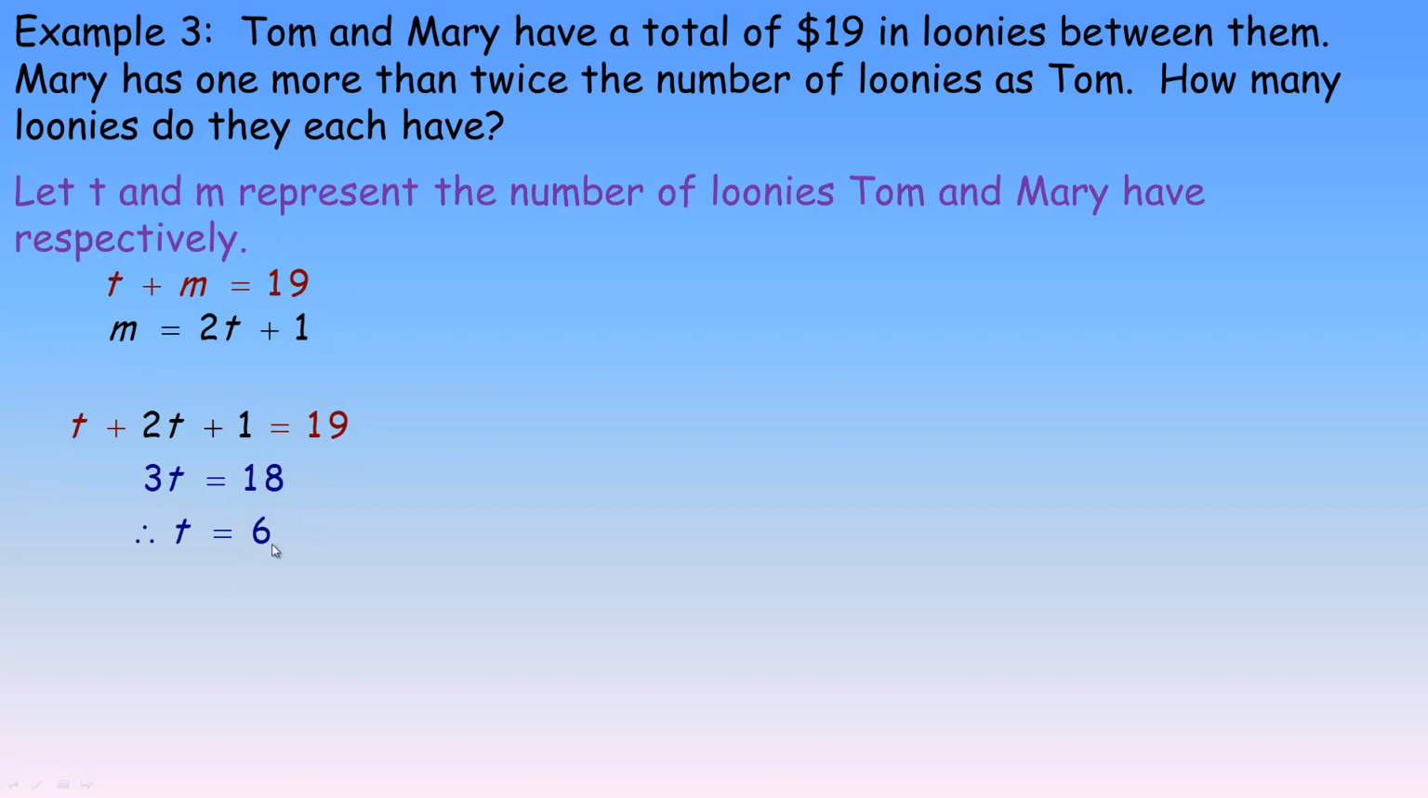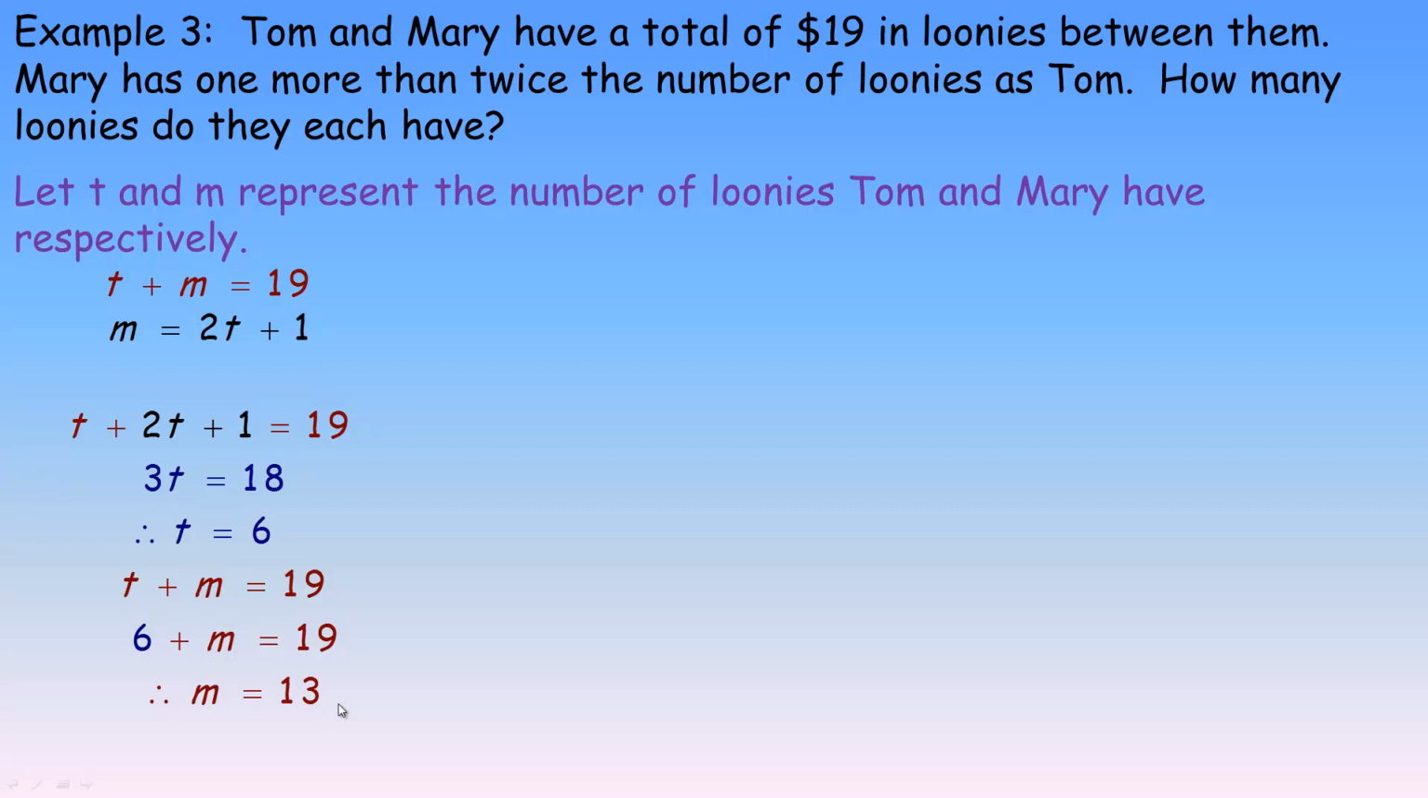So that infers that Tom has 6 loonies. So now I want to find out how many Mary has. So I'm going to use the first equation. You could use the second equation. It wouldn't matter. Either will work. So I'm going to put my 6 in place of T. So 6 plus m equals 19. So what do you add to 6 to get 19? Well, it'll have to be 13, or you could just do the linear equation things and subtract 6 from 19, so that's also 13. So it looks like Mary is 13.